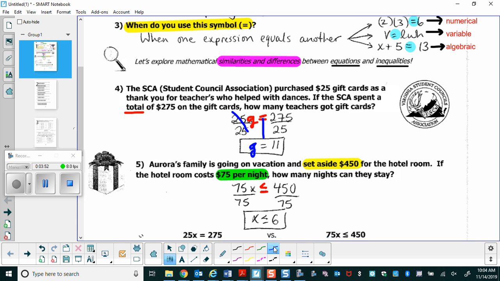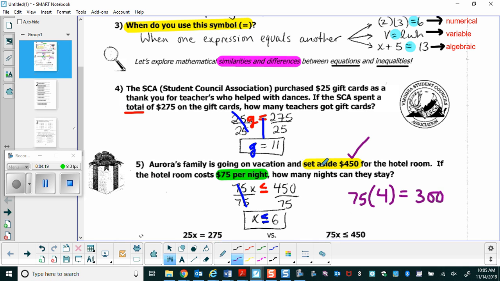So now when we go on to solve this and divide both sides by the 75, we can see here that they can stay for less than or equal to 6 nights. Now let's pretend that they want to stay for just 4 nights. And y'all, if it's 4 nights and they're paying $75 per night, that's going to cost them $300. And so they would be under budget.